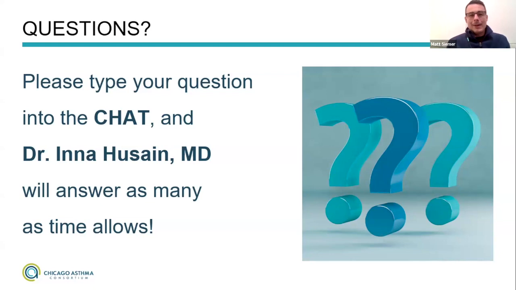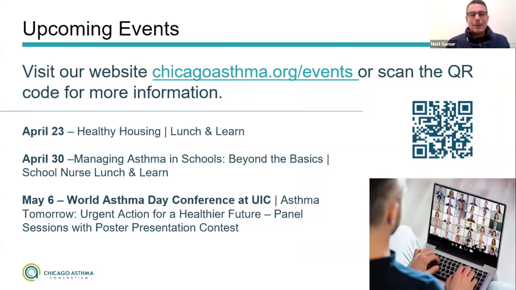Wonderful, thank you. And just as a little bit of follow-up information, we do have a couple of events coming up. We'll have another lunch and learn on healthy housing. And then we also have another event coming up, managing asthma in schools, specifically for school nurses. If you know anyone who might benefit from that, please send the link along. And then we also have our World Asthma Day conference, which will be at UIC this year. That's really a couple of different forums talking about the state of asthma right now and what we need to do going forward to organize ourselves around policy and different approaches to get access to folks who have asthma.